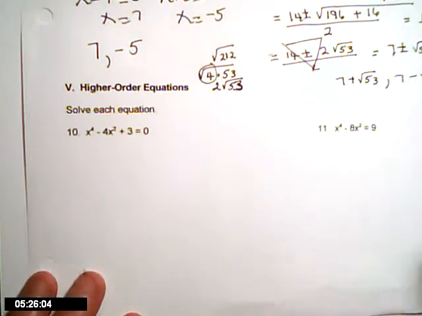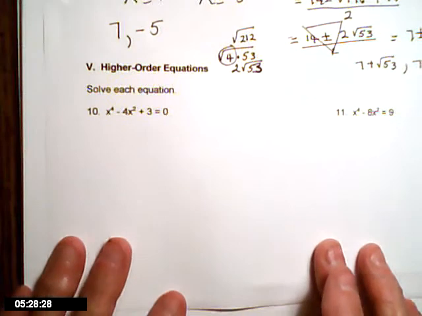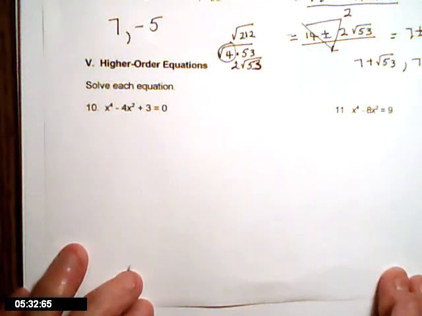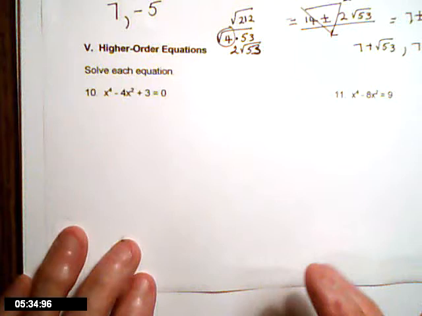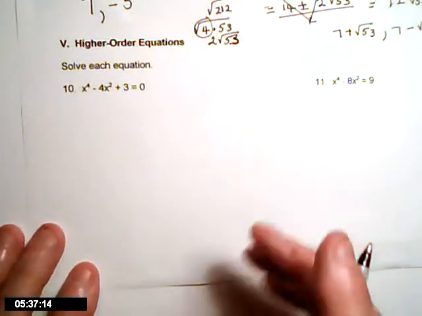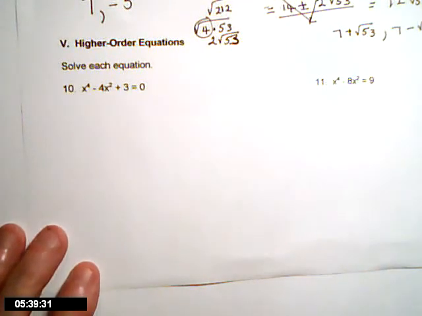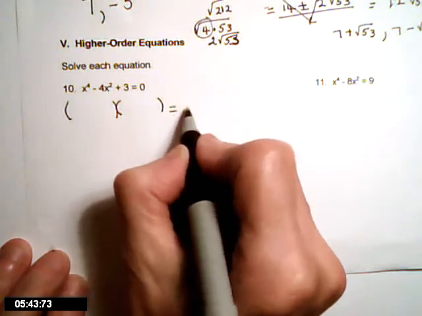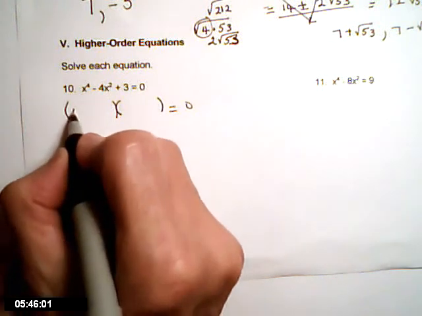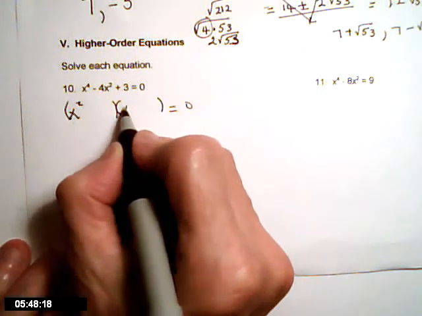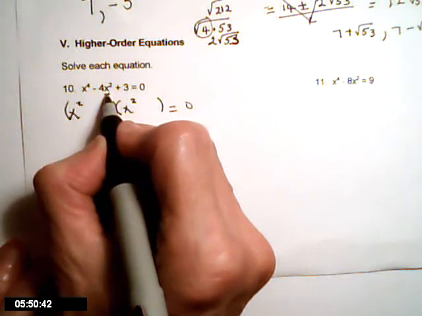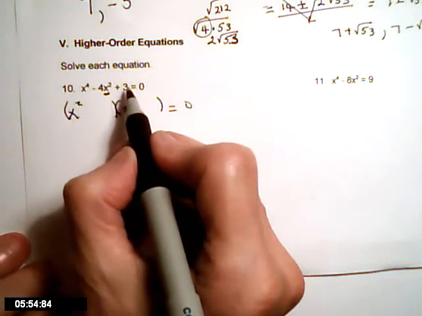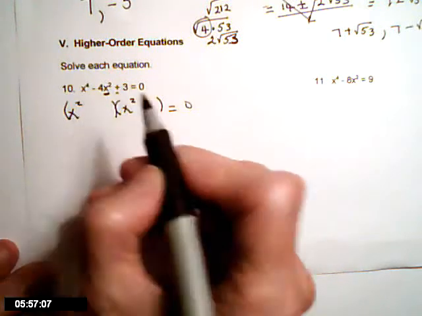Now in these next problems, these are what we call higher order equations. They are not quadratic, but we're going to solve them as if they were quadratic. Alright, I have x to the 4th minus 4x squared plus 3. Now let's just think a minute. These are not hard. To get an x to the 4th, I'll multiply x squared times x squared. That's my key right there. I need to multiply to get a 3, and then add to get a negative 4.